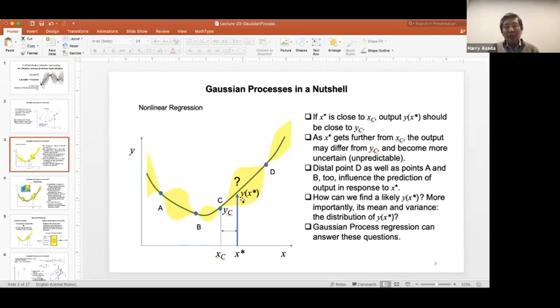So determining the expected value, the mean, as well as some kind of variance, depends on the points here and how far X star is from the known points. We should include not only C, which is closest, but also the more distal points D and B, and even A should have some influence on determining the distribution of the point corresponding to X star. The Gaussian process regression can deal with this kind of situation in a very systematic way.